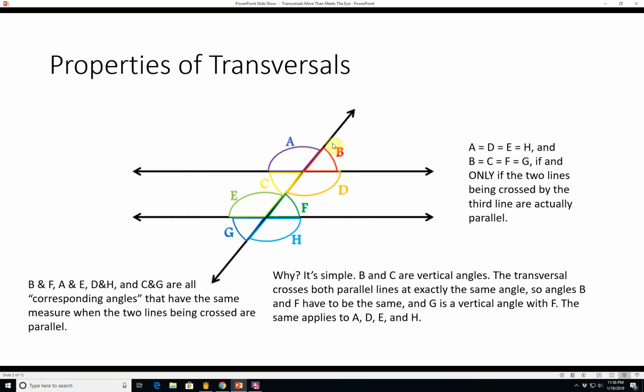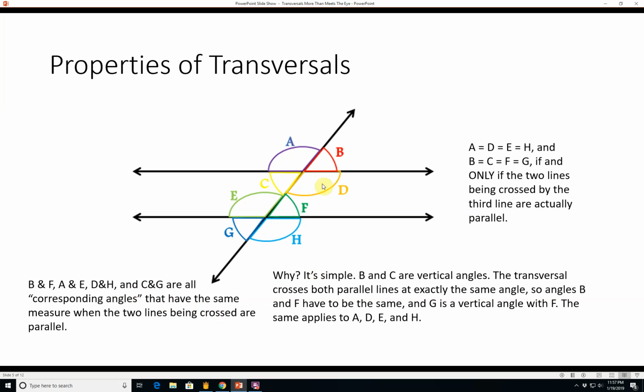So here we can see we have a transversal that cuts across these two parallel lines, and you can see angle A looks like angle D, which looks like angle E and angle H. And the reason they look like each other on this drawn to scale diagram is they are equal to each other. Same thing goes for B, C, F, and G. So B and F, A and E, D and H, and C and G are all corresponding angles that have the same measure when the two lines being crossed are parallel.